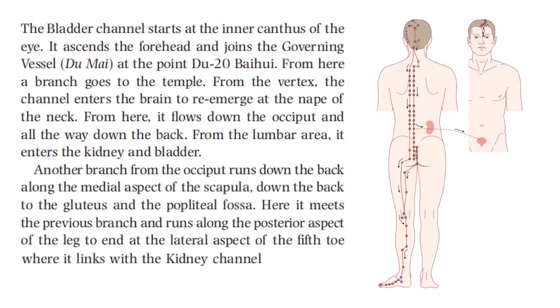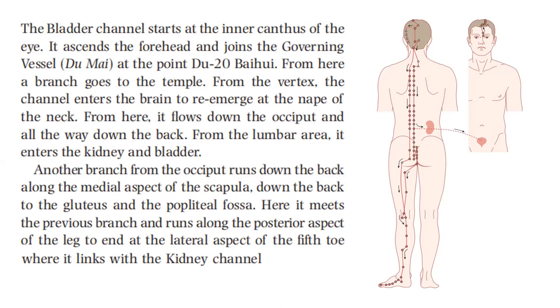The bladder channel starts at the inner canthus of the eye. It ascends to the forehead and joins the governing vessel, the Du Mai, at the point DU20. From here, a branch goes to the temple. From the vertex, the channel enters the brain to re-emerge at the nape of the neck. From here, it flows down the occiput and all the way down the back. From the lumbar area, it enters the kidney and bladder.